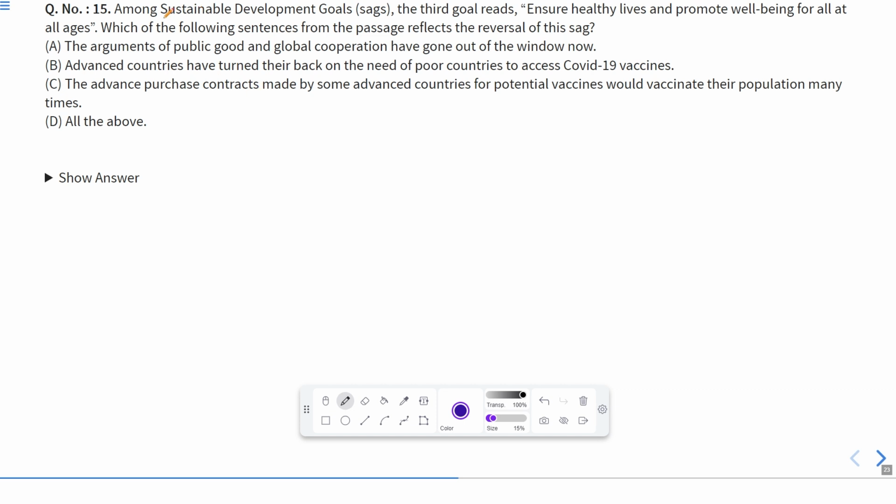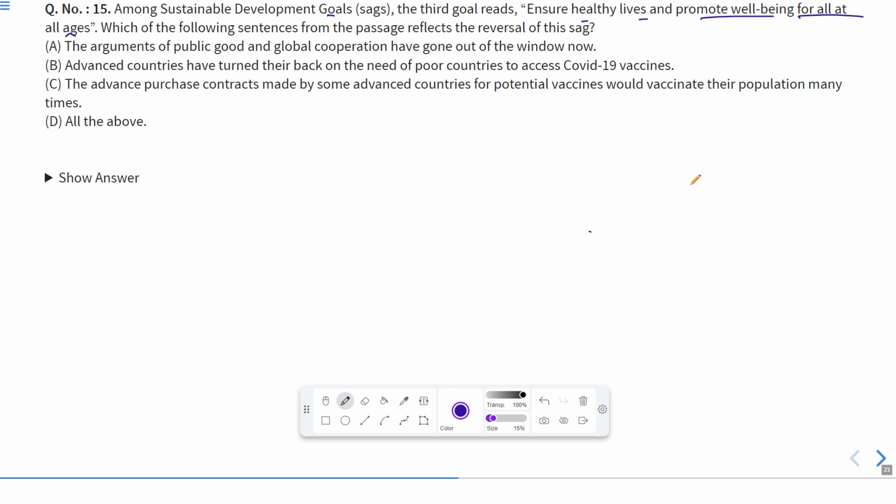This is question number 15. Among sustainable development goals, that is SDGs, the third goal: ensure healthy lives and promote well-being for all at all ages. Which of the sentences from the passage reflects the reversal of this SDG? The arguments of public good and global cooperation have gone out of the window now. Advanced countries have turned their back on the need of the poor countries to access COVID-19 vaccines. The advance purchase contracts made by some advanced countries for potential vaccines would vaccinate the population many times.